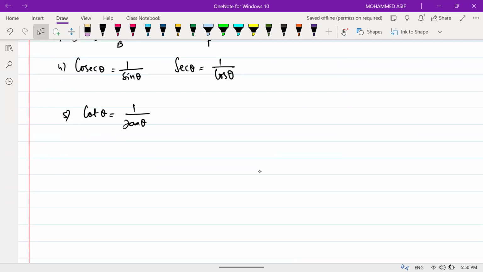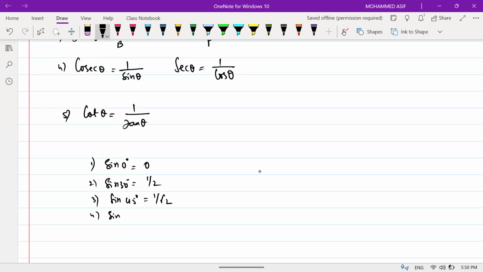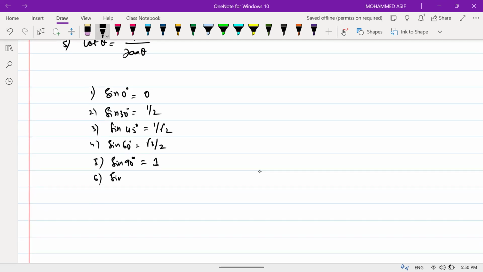Now tell me, beta. First one: sine 0 is how much, beta? 0. Sine 30, 1 by 2. Sine 45, 1 by root 2. Sine 60, root 3 by 2. Sine 90, 1. Okay. Sine 120, root 3 by 2.